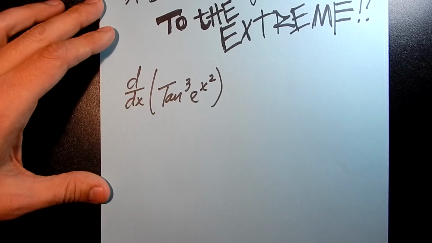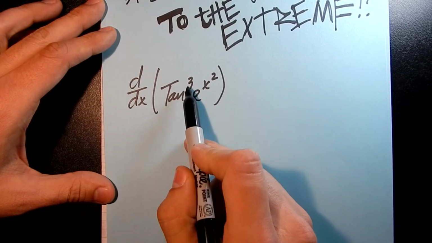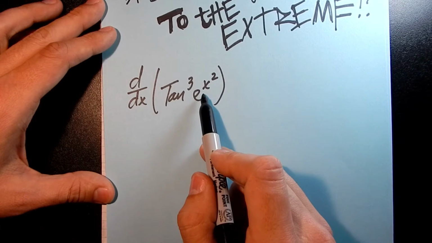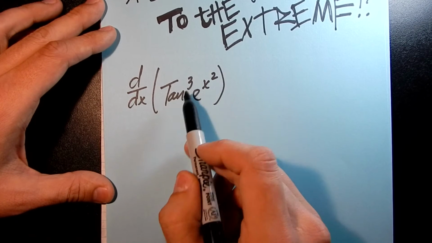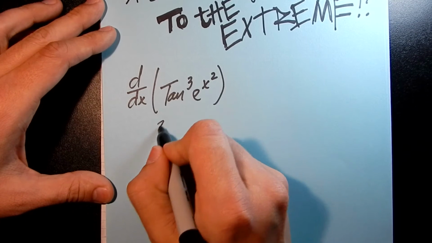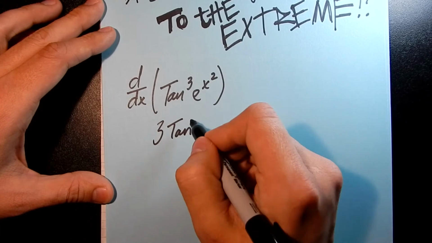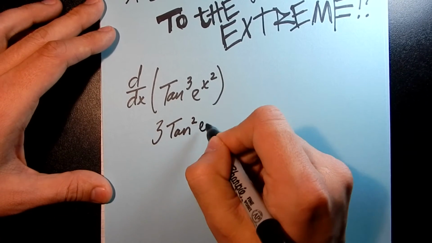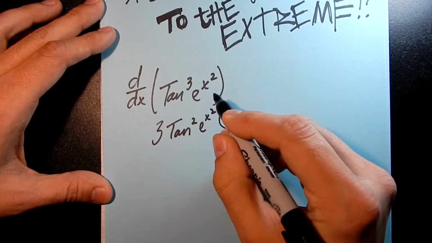So where we're going to start is this tangent cubed. If I take the derivative of tangent cubed of something, I can think about this as a power rule situation. So the 3 will come out front, and the power will decrease by 1, so tangent squared. And this part is going to stay the same in that case. And then I have to think about this.